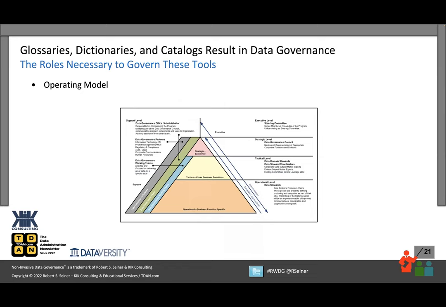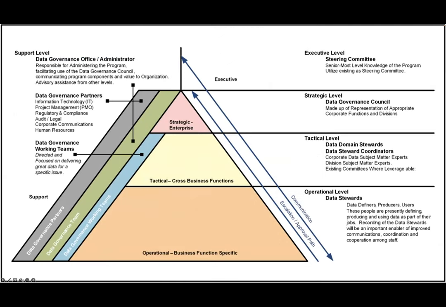All right, we're going to get ready to wind down here in a couple of minutes, but I wanted to share with you some of the roles that are necessary to govern these tools. I have done complete webinars on this operating model and dissected it. I really don't have the time to do that today. I did want to make it larger so that you could see it. There's a lot of different pieces to a successful governance program. On the right-hand side, the top level is the executive level, then strategic, tactical, and operational.